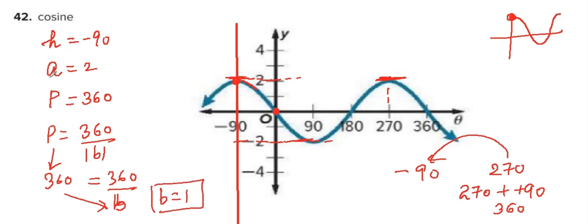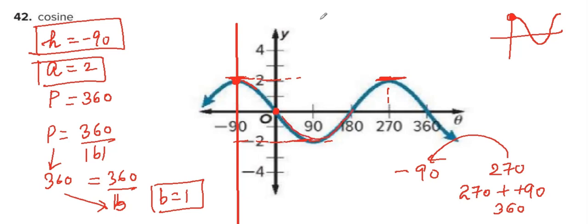We have b, we have a, we have h. Is there any shift? Is this graph shifting up and down? No, this graph is not shifting. There is no vertical shift. It is the same as passing through, starting from this point and going down and up. So there is no vertical shift.